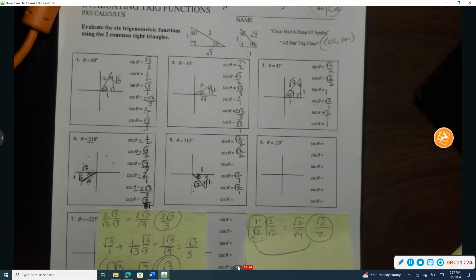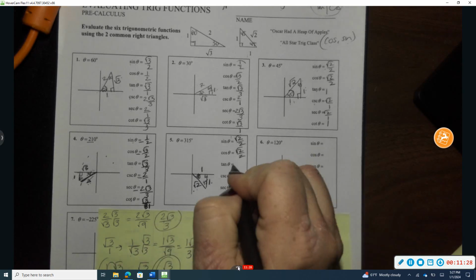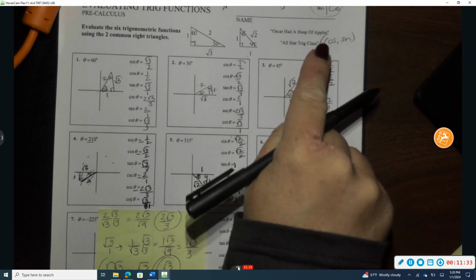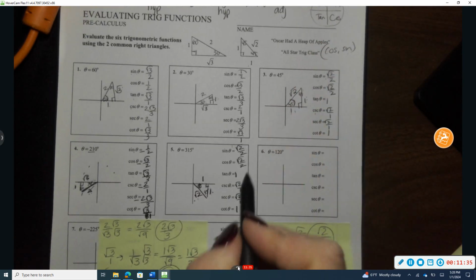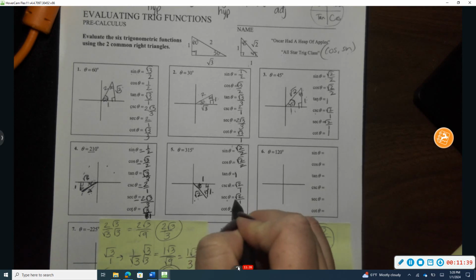Now let's do the tangent. Tangent is going to be opposite over adjacent. So 1 over 1 is 1, and the reciprocal of 1 is simply 1. This is in quadrant 4. Now in quadrant 4, only the cosines are positive. So cosine's positive, and so is the reciprocal. Everything else gets 1 negative.